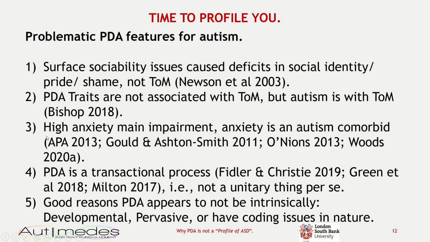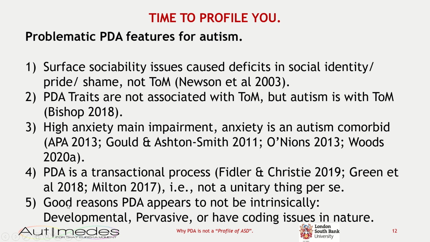High anxiety is meant to be the main impairment for PDA, but anxiety is a comorbid for autism. It's not a core feature of autism, according to accepted clinical wisdom and understanding of autism. There's also a broader issue that PDA is meant to be a transactional process with the environment, either a person's internal or external environment. It's not meant to be a distinct unitary thing, or due to deficits located within the individual, at least if you accept modern understandings of PDA.